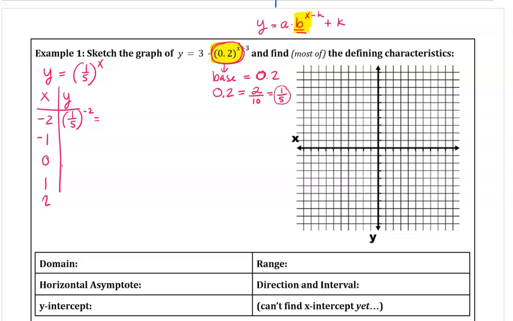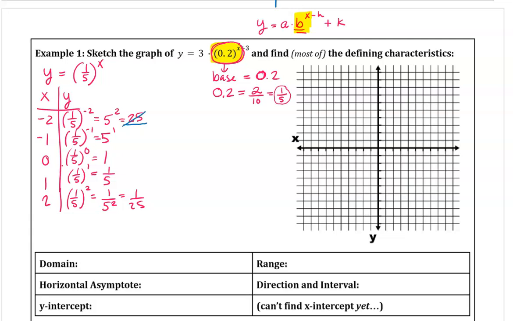So when you're raising a number to a negative, remember to flip the base and then turn the power to a positive. So 5 squared is 25. And then 1/5 to the -1 becomes 5, the reciprocal of 1/5, to the first power, which is just 5. Anything to the 0 power, including 1/5, is 1. 1/5 to the first power is just itself, and 1/5 squared would be 1 squared over 5 squared, which is 1 over 25.